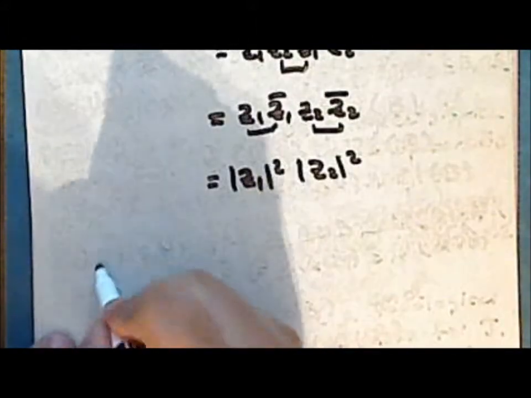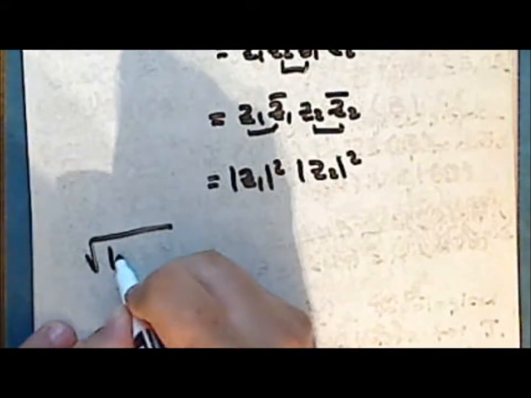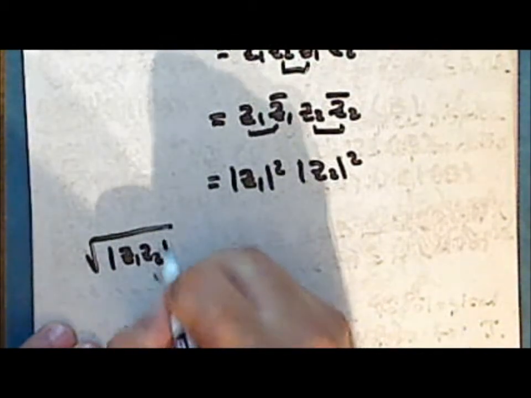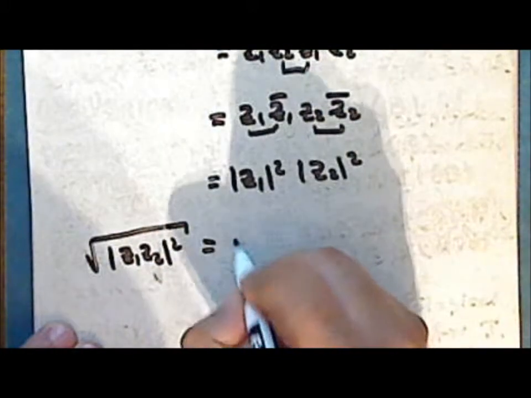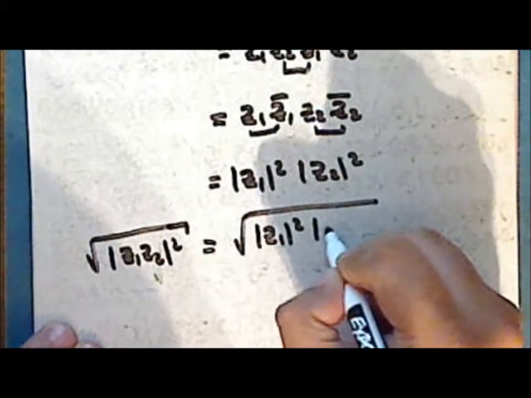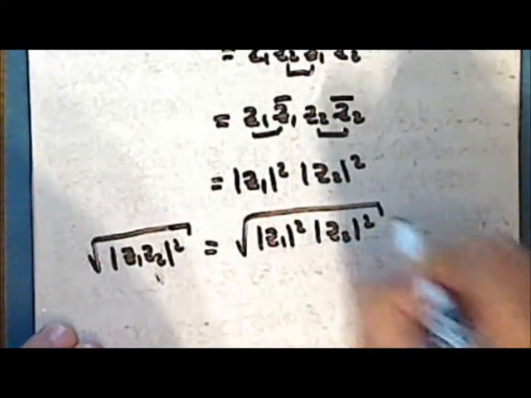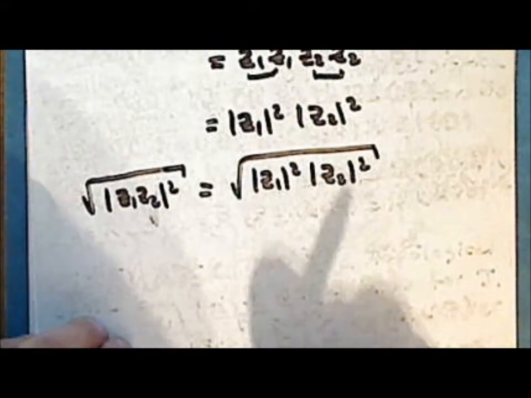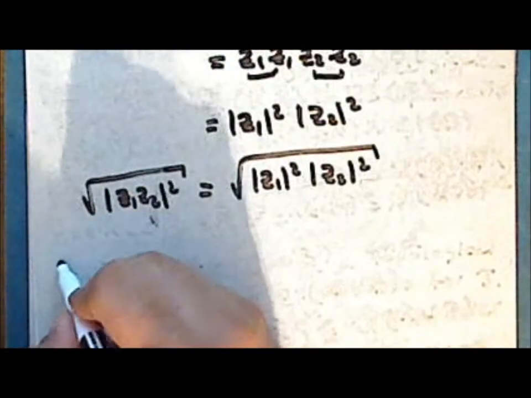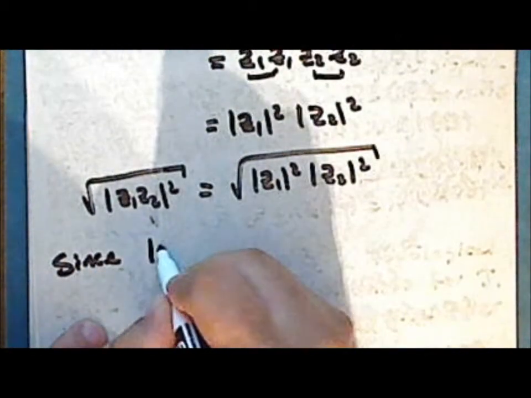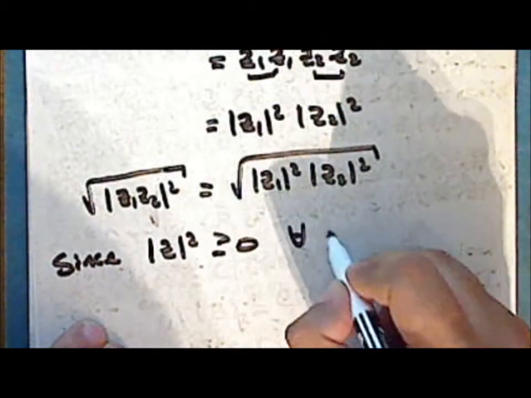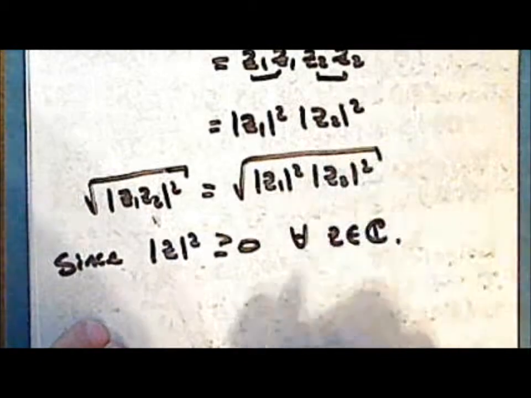So if we now take the square root, we have that the square root of the modulus of the product of z1 and z2 squared is equal to the square root of the product of the modulus of z1 squared with the modulus of z2 squared. Now, as every complex number's modulus is a non-negative real number, we have that the square of the modulus is also non-negative for every complex number z.